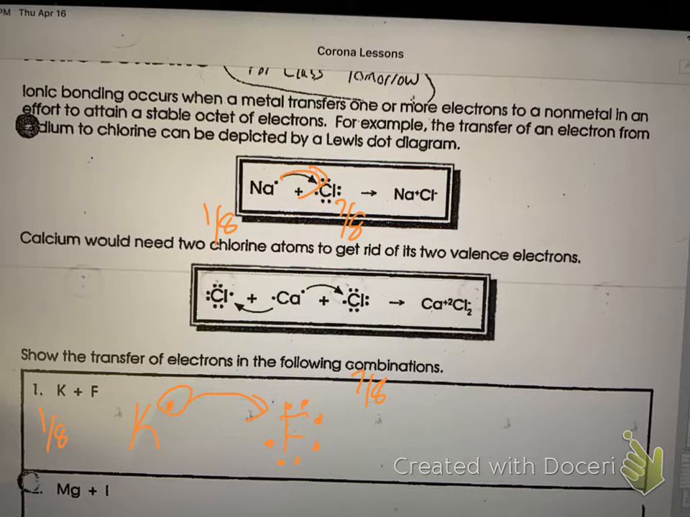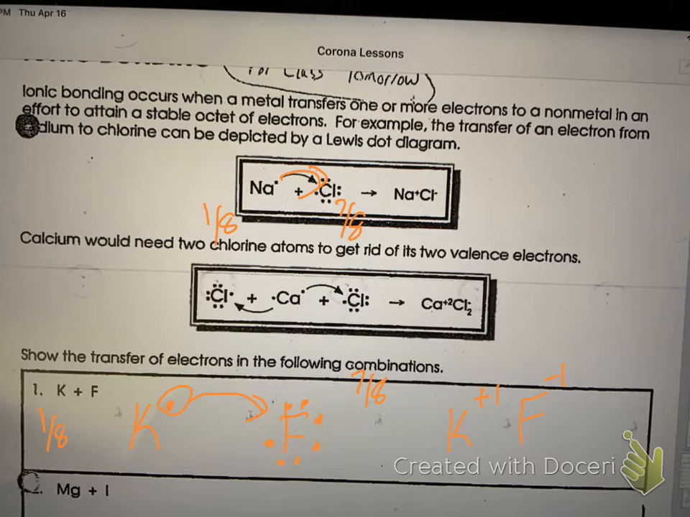And fluorine's going to be much happier finding 1 than it is giving away 7. So it's going to be, sure, I'll take that electron. So you're going to end up with K having a +1 charge because it gave away 1 electron. And fluorine is going to have a -1 charge. And there we go. That's how it works.